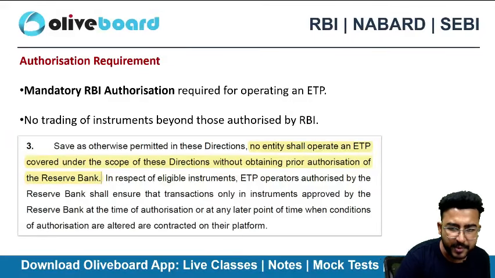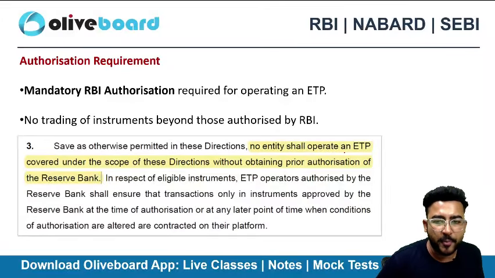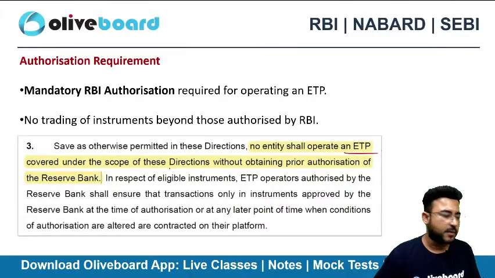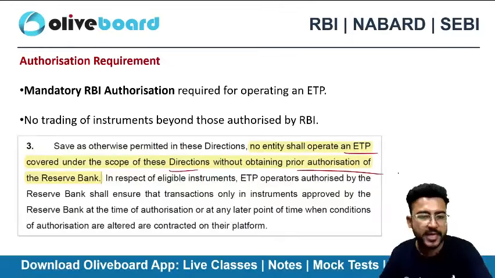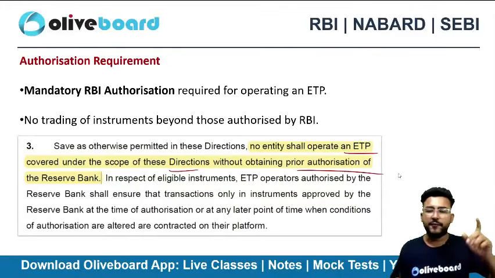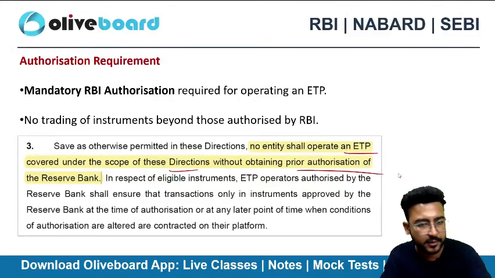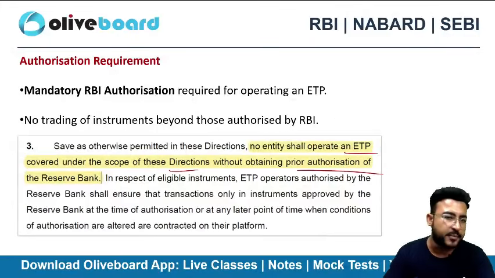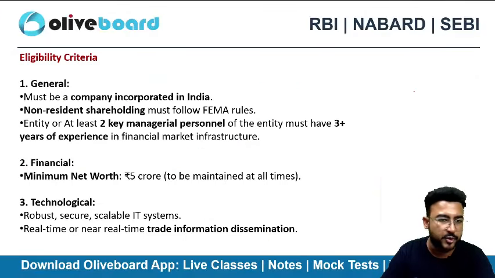What you need to remember here is no entity can operate as an ETP unless they are complying with these particular ETP directions and without obtaining prior authorization from the Reserve Bank of India. If you want to operate as an ETP, you need to take prior approval of the RBI, right? So mandatory RBI authorization is required for operating as an ETP. The very first thing that you need to remember.